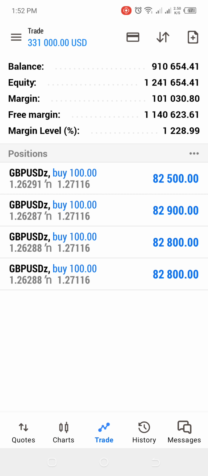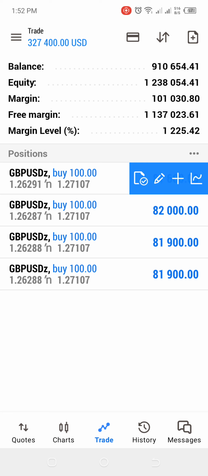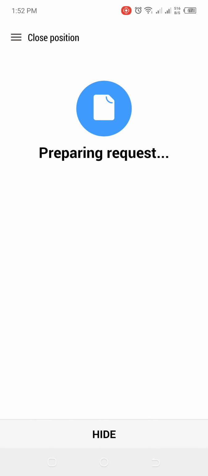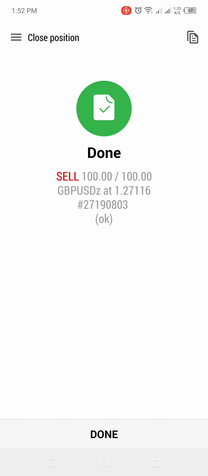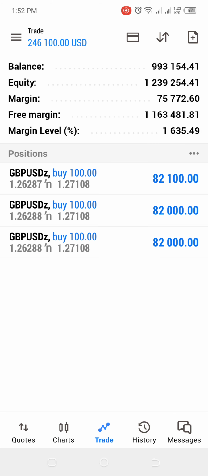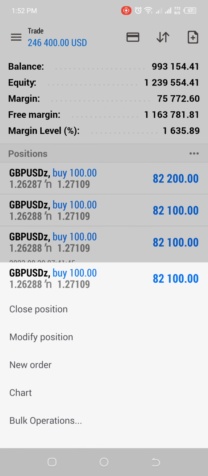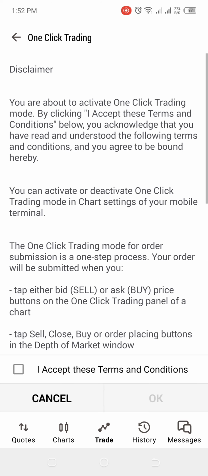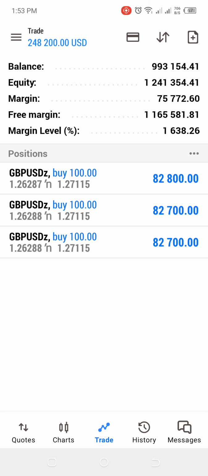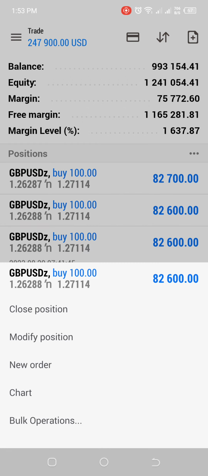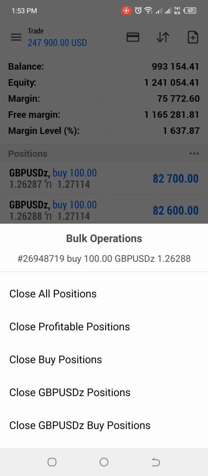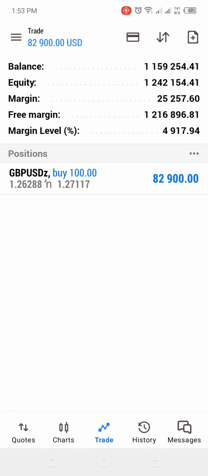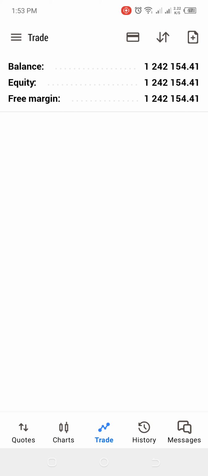So all I can do today is, instead of closing one after the other, MetaTrader 5 makes it possible that I just click on it, then I say bulk operation. I click accept, okay. Then I come here again, I say bulk operation, and it says close all positions. So I close all my positions. This is where we are now.